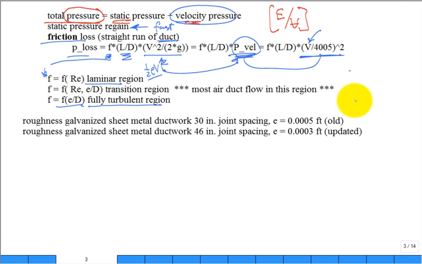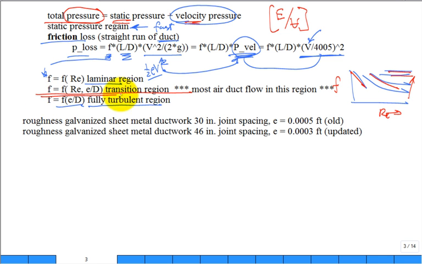In your mind, you have that Moody diagram. Then we have that on an exam. And we said out here, it's laminar. Out here, it's fully turbulent. And in here, the friction factor is a function of both the relative roughness as well as the Reynolds number. True? And so, yes, often we're in that transition region in air systems, so most of the airflow is done in that region. It's a function of the relative roughness and the velocity.